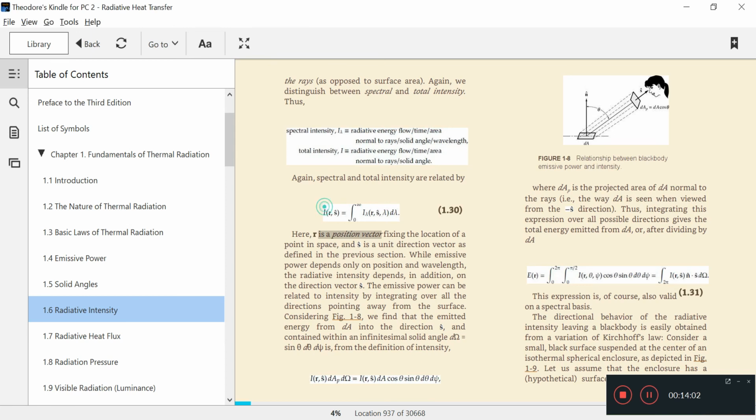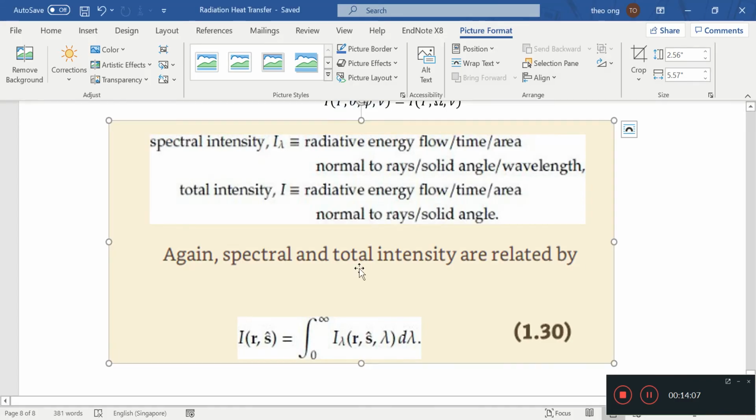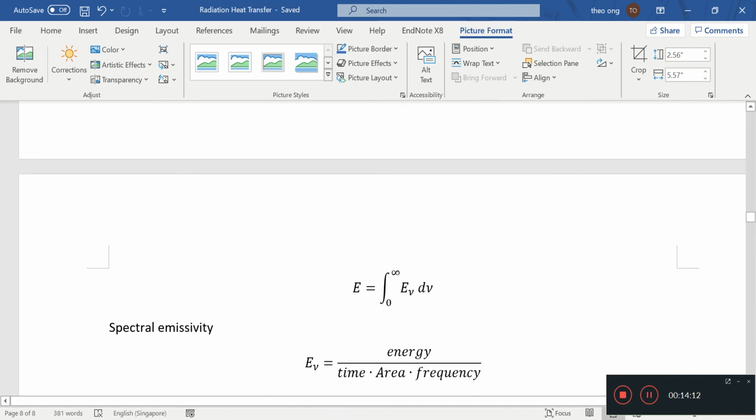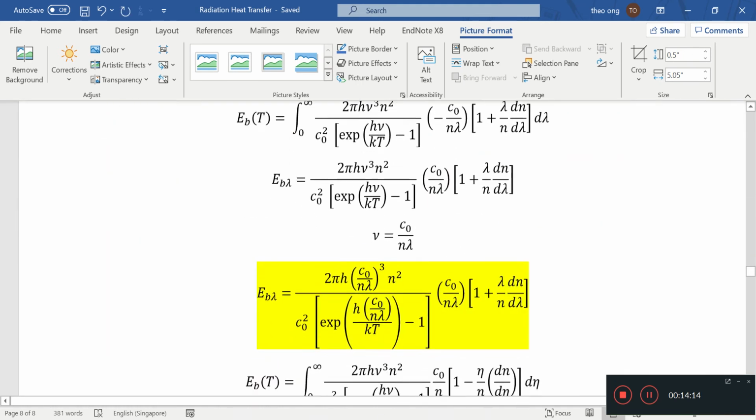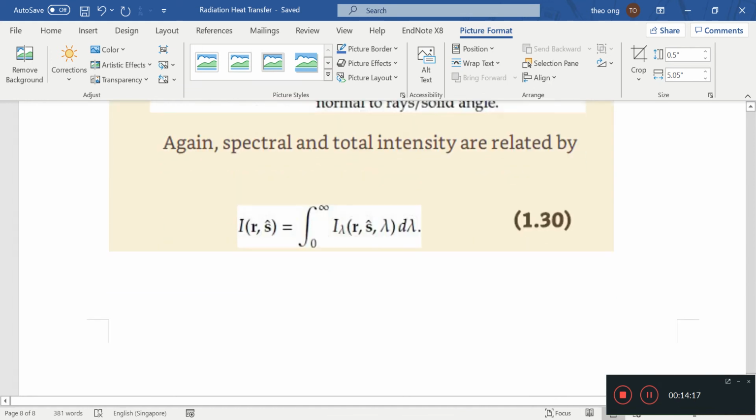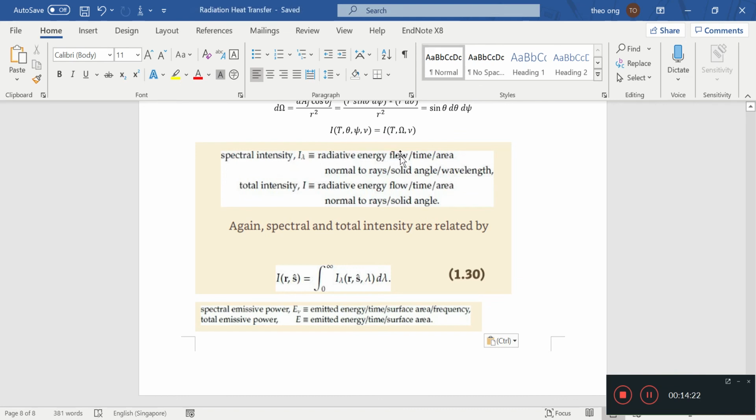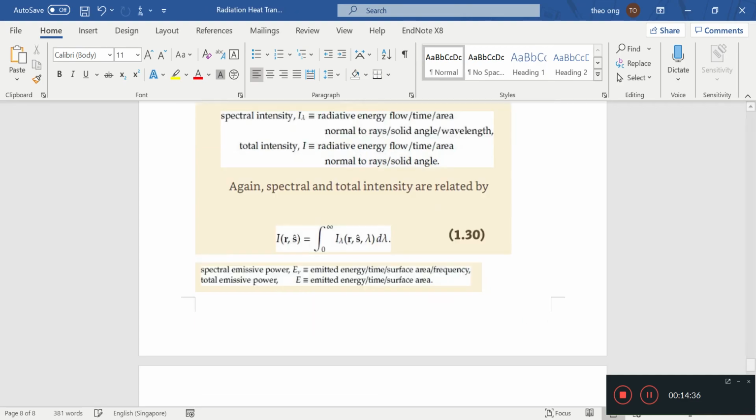But again, you must take note that when we are talking about this versus, let's say, the spectral emissivity, we are talking about two different things, because they have two different areas. One is radiative energy flow per unit time, per unit area normal to the rays, per unit solid angle, per unit wavelength. Anyway, I may have made a mistake, but let's do a diagram so it's all clear.